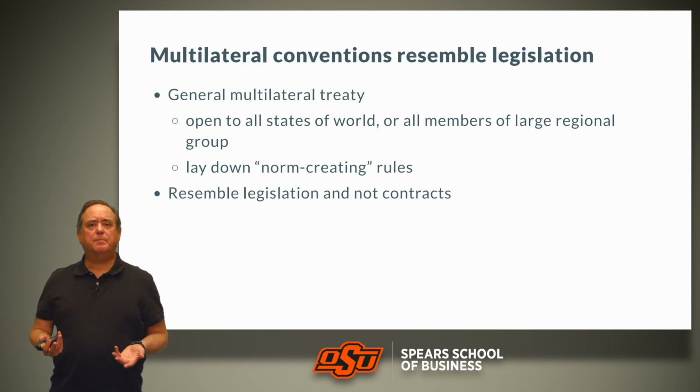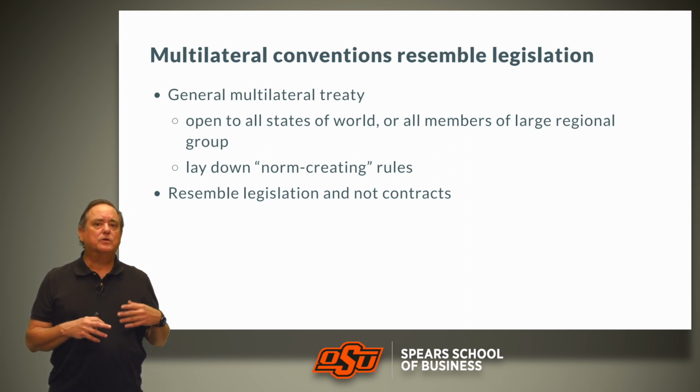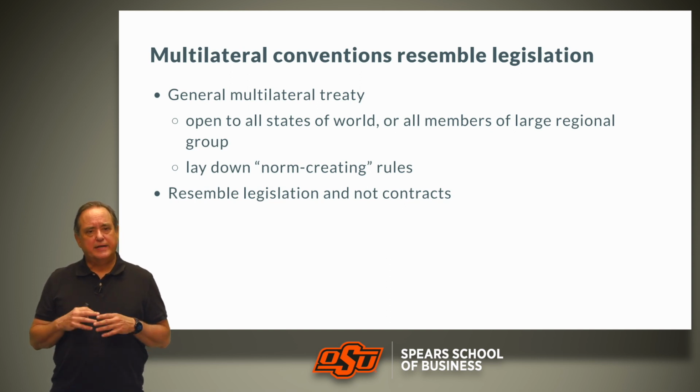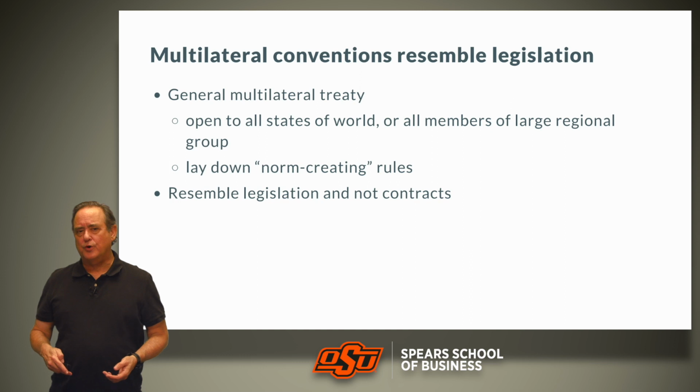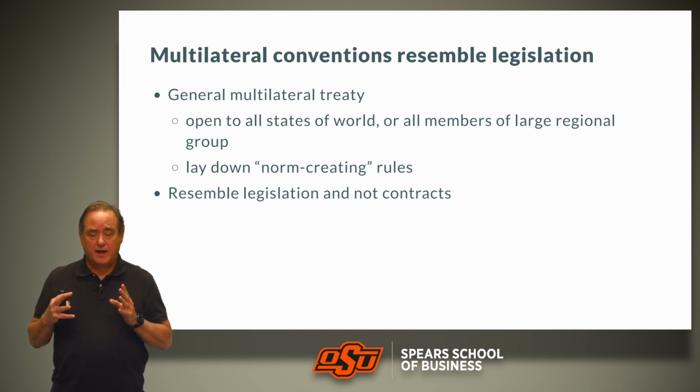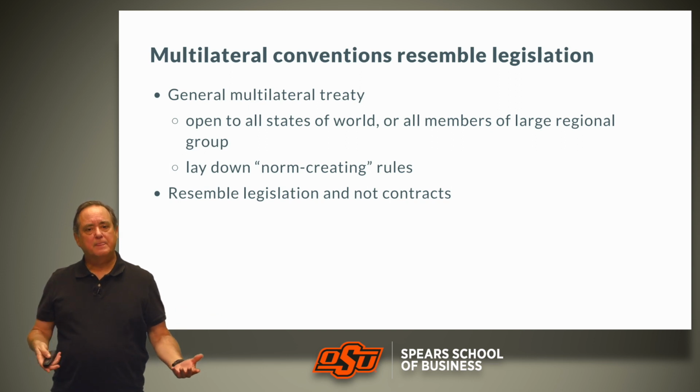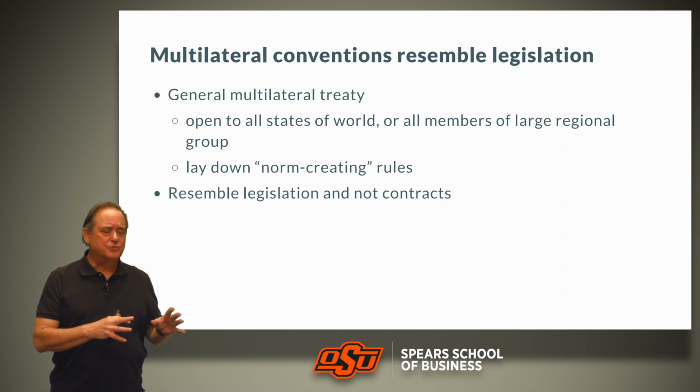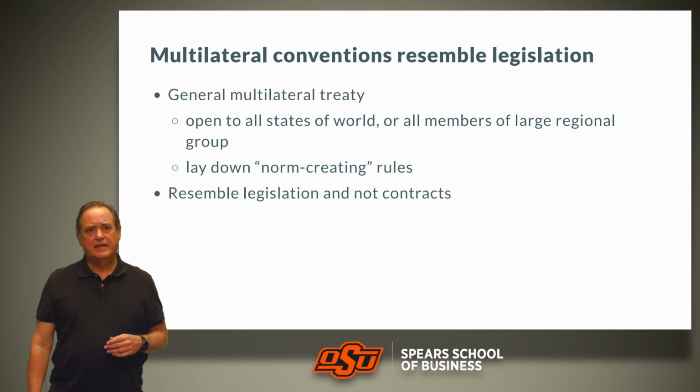Now, the second type of treaty is called the multilateral treaty. Multilateral conventions are not contractual in nature, they resemble legislation. A multilateral treaty is generally open to all states of the world or all members of a large regional group. What these treaties do is they create norms. They lay down certain rules that if a country signs and ratifies the treaty and it goes into force, then those rules now become essentially the law. So these multilateral treaties, these conventions, are not so much contractual in nature, but legislative in nature.